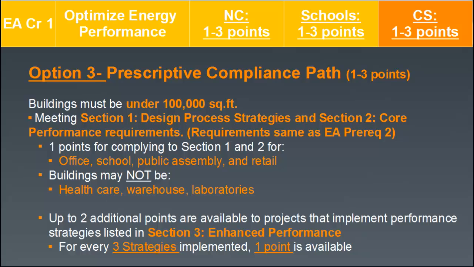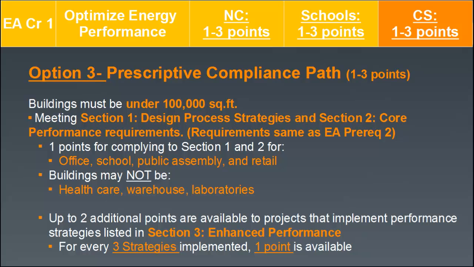Option 3, prescriptive compliance path. You can earn up to 3 points. The buildings must be under 100,000 square feet and meet Section 1, the design process strategies, and Section 2, core performance requirements. You can earn 1 point for complying with Sections 1 and 2 for office, school, public assembly, and retail. And if you're a healthcare, warehouse, or laboratory building, you cannot comply.